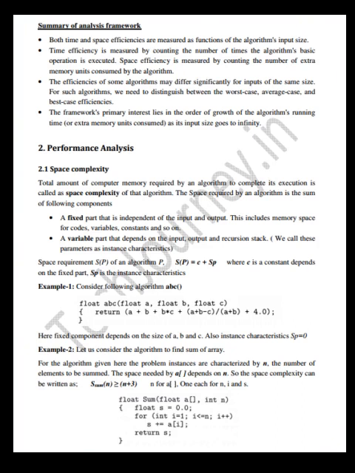So let us see the second example. Let us consider the algorithm to find the sum of an array. For the algorithm given here, the problem instances are characterized by n, the number of elements to be summed. The space needed by A depends on n, so the space complexity can be written like this: S sum of n is greater than or equal to n plus 3, n for A, 1 each for n, i, and s. See the code.